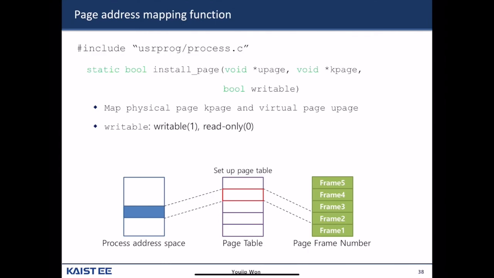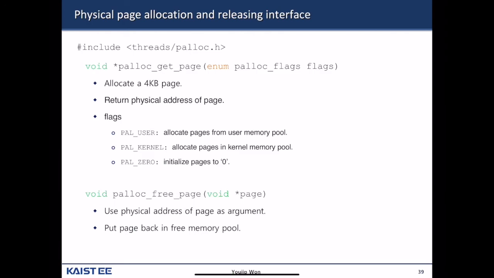The second function is about allocating and deallocating the physical page. First one is palloc get page, and the second one is palloc free page. Palloc get page allocates a 4 kilobyte page, and it returns the physical address of the allocated page. And then palloc free page is a function that frees a given page and puts it to the free memory pool. So these two are very important functions you're going to utilize in realizing this part of homework number 3.